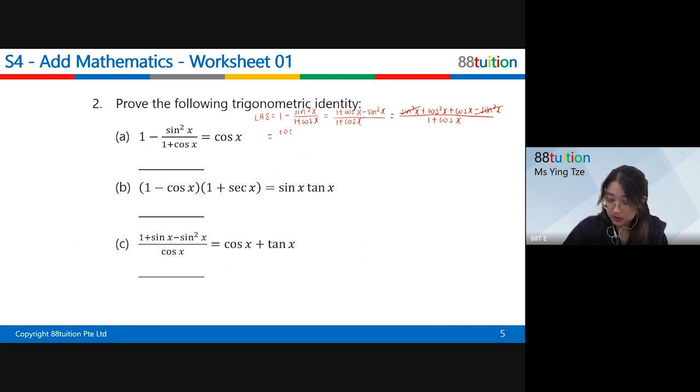So here we have a cosine square x plus cosine x divided by 1 plus cosine x. So in your numerator, you see that both terms have cosine x. So I'm going to factor out my cosine x. And then these two are the same, so we can cancel them out. And then we arrive at the right-hand side.